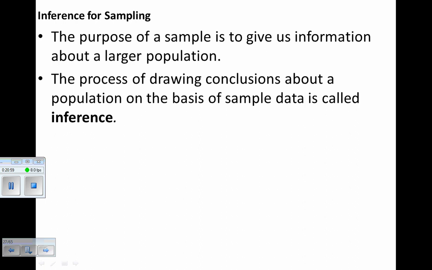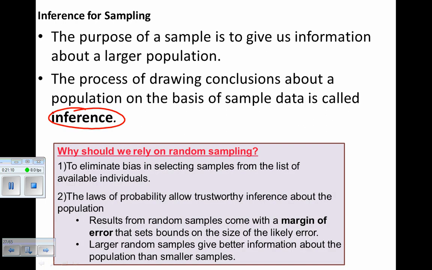All right. So the purpose again for sampling is to give us information about the larger population, and this is going to be called inference. I will let you read this. Basically, if you can get a larger sample, the more representative of the population you could have. So if you get a larger sample, you can decrease that margin of error.